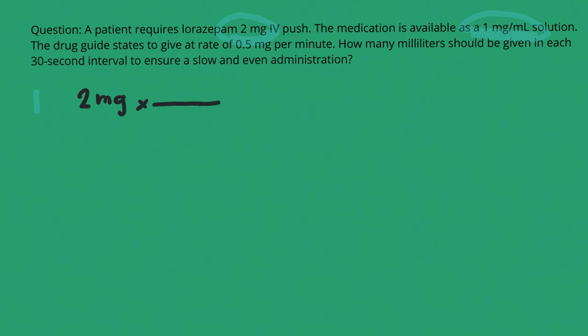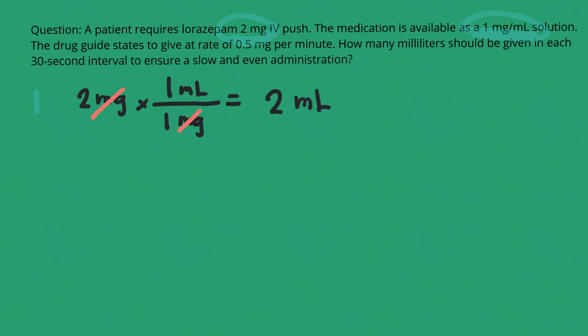Ordered dose times our available. We have 1 milligram in 1 milliliter. Double check those units of measure, cross out here. Milligrams cancel milligrams. We're left with milliliters. All right, 2 times 1 divided by 1, and we are left with 2 milliliters to put in that syringe.